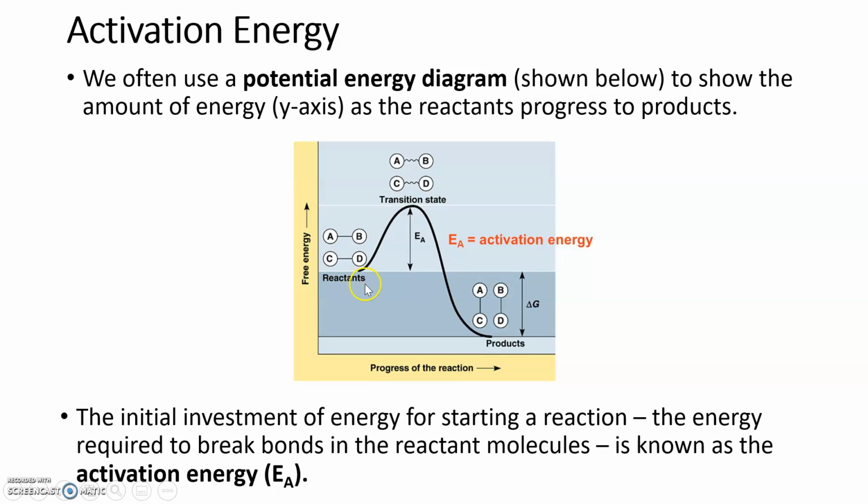That initial investment of energy, so the energy you have to put in to break the bonds, we see that as the hump here. That initial amount of energy is what we call the activation energy. And you'll almost always see it abbreviated EA, so energy of activation. The activation energy, that's the amount of energy it takes to break those initial bonds, to get us up over that hump, and then after that, the rest of it's just gravy, sliding on down.